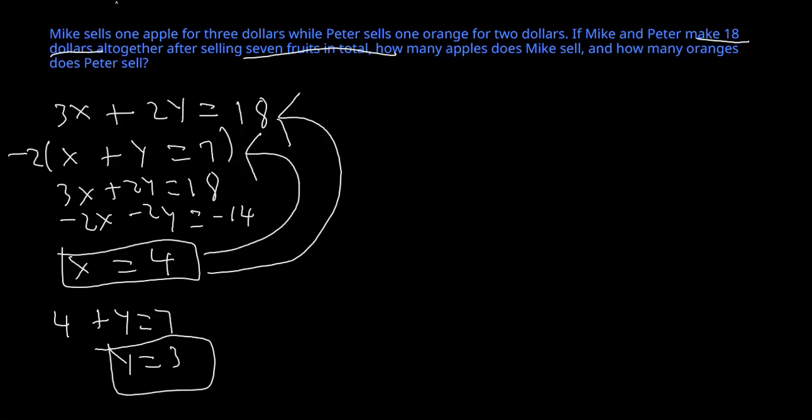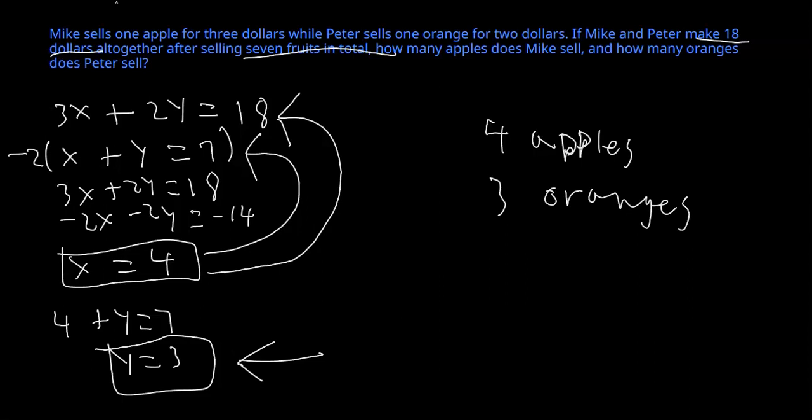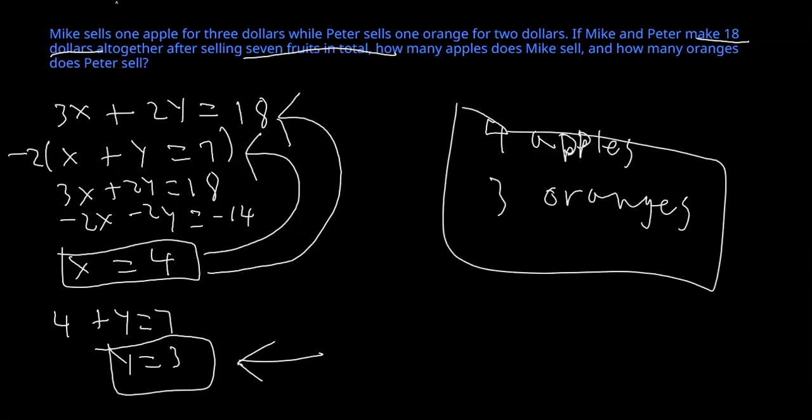Now what do these numbers actually mean? Well, in the beginning we said that x refers to the amount of apples Mike sells. So that means he sells 4 apples. Now y refers to the amount of oranges Peter sells. So that means 3 oranges. So now this is our answer then. 4 apples and 3 oranges.